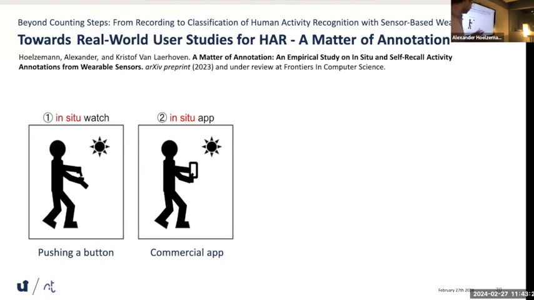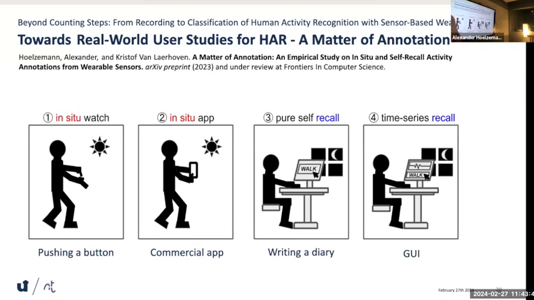We recruited 11 participants and asked them to wear our sensor for 2 weeks, and we asked them to use 4 different types of annotation methods. 2 annotation methods were in situ annotations, so the annotation happens whenever the activity happens. And 2 annotation methods are executed at the end of the day. The first one is pressing a button on the smartwatch, and this button pressing creates a marker in the data that we can later use for annotation.